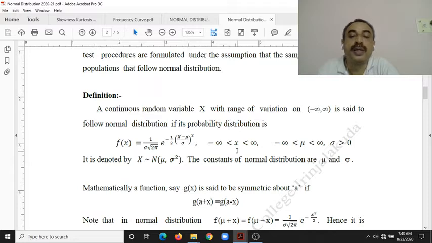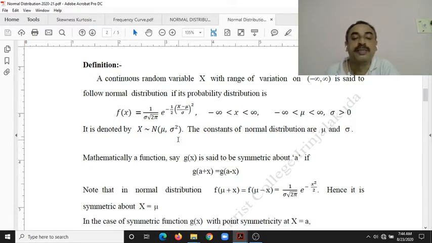Here the variable x is between minus infinity and infinity. The constant mu is between minus infinity and infinity, and sigma is greater than 0. The constants involved in the equation of normal distribution are mu and sigma. Therefore, we address a normal distribution in terms of its constants mu and sigma square. So, the notation X follows N(mu, sigma square) represents a variable having normal distribution with the equation given above. Now, the most striking property of normal distribution is its symmetric frequency curve.